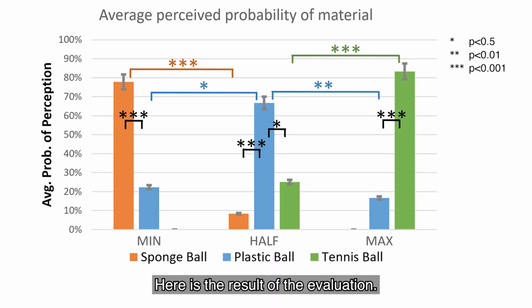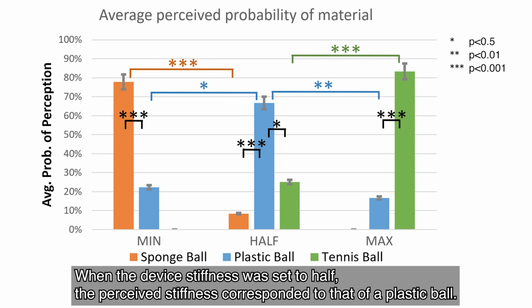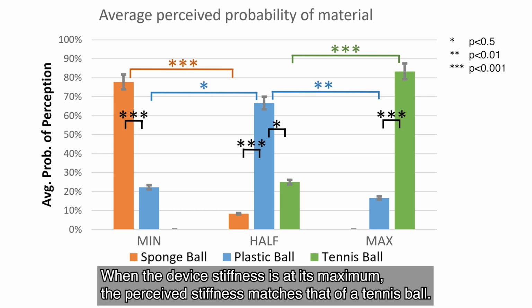Here is the result of the evaluation. When the device stiffness is minimal, the perceived stiffness aligns with that of the sponge ball. When the device stiffness was set to half, the perceived stiffness corresponded to that of a plastic ball. When the device stiffness is at its maximum, the perceived stiffness matches that of a tennis ball.